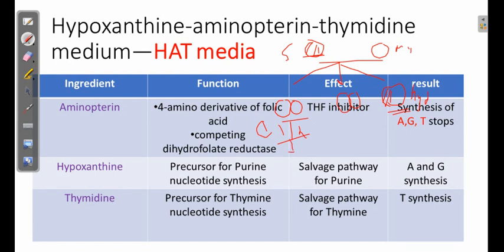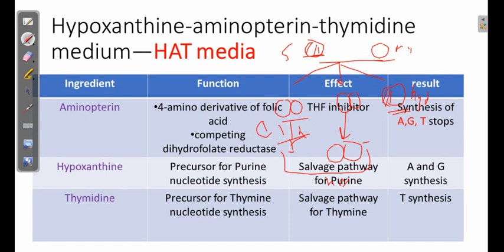So when you put it in the HAT media to grow, they are not going to grow because their de novo synthetic pathway is blocked, and they have a short life, so they are not going to work. Second, when two myeloma cells are joined and growing, the myeloma cell has the ability to divide very rapidly. So they can divide. But what is the problem with the myeloma cell?